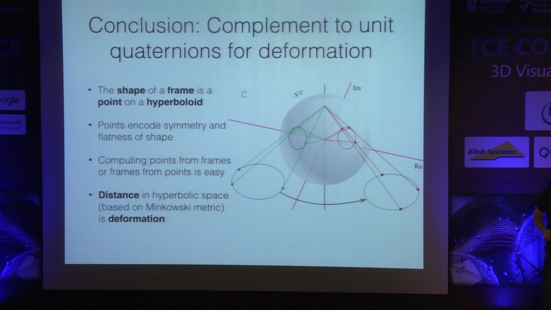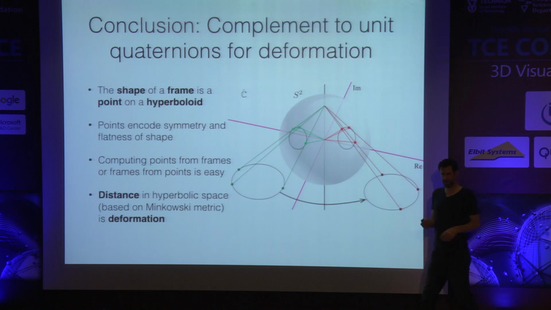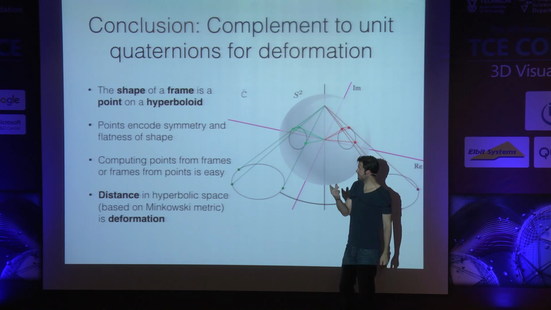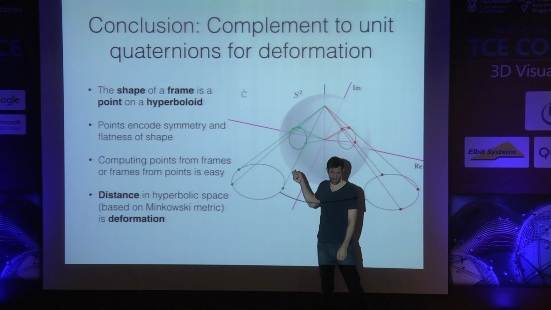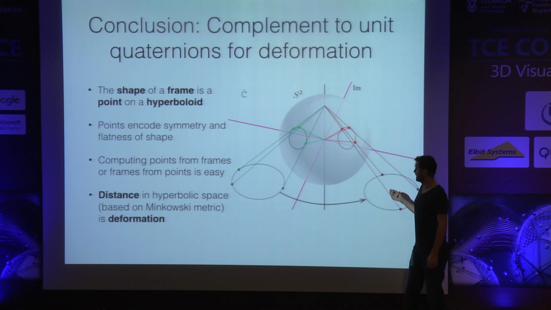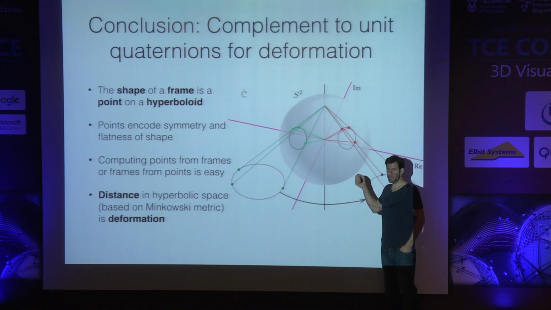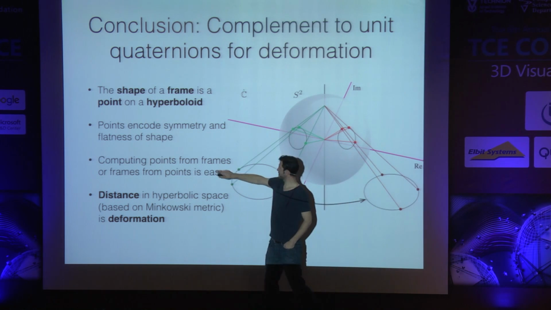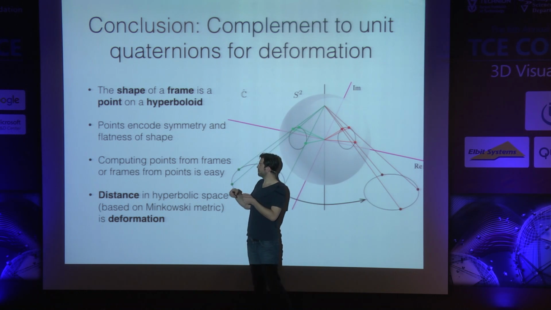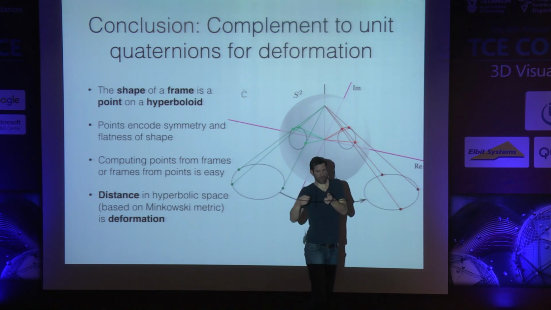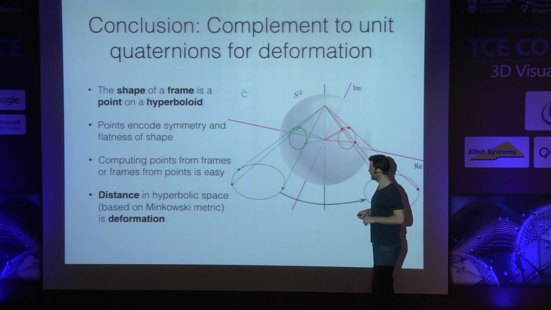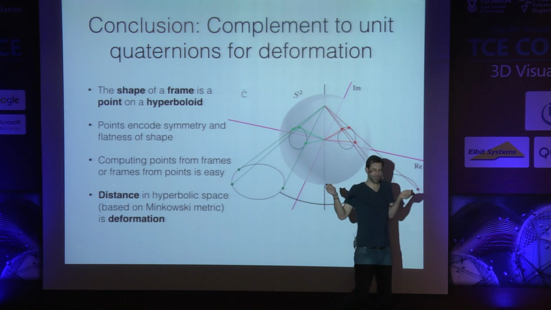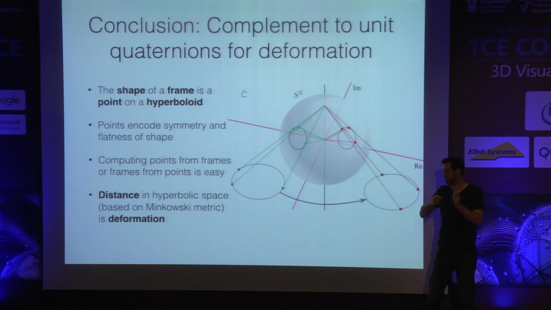Okay. So to conclude, the shape with which three sticks or beams come together is a point on a hyperboloid. That's the right picture. These points encode symmetry and flatness of how these three sticks come together. Computing such points from the three sticks is easy, and also computing three sticks from one such point in hyperbolic space is easy. And the hyperbolic space is useful because we can measure distances between points, and that's the amount of deformation that's necessary to go from one shape to another.